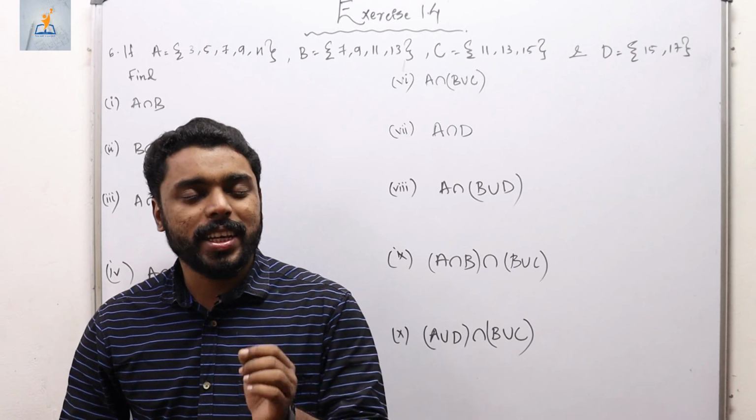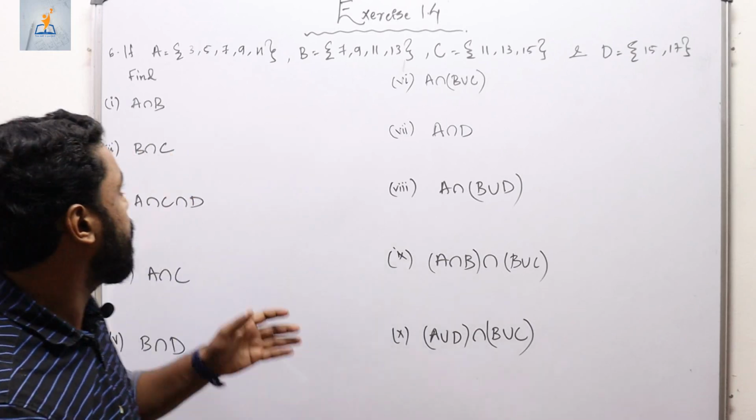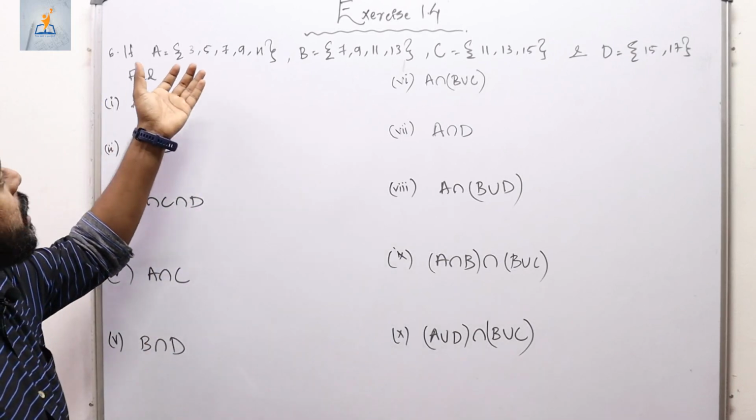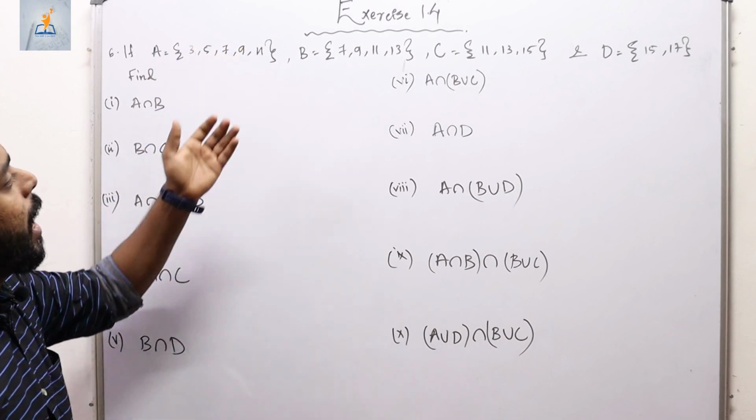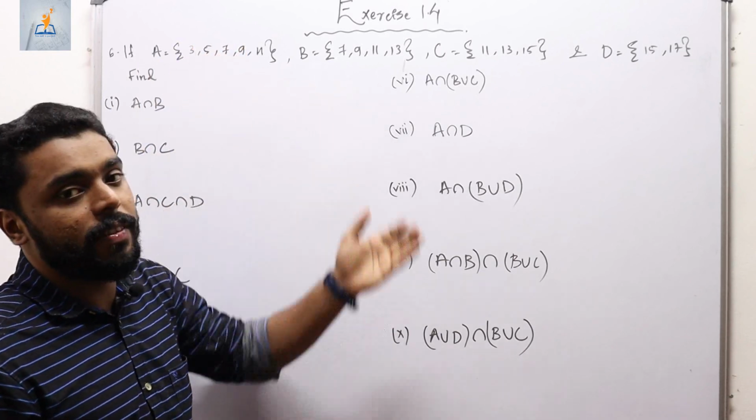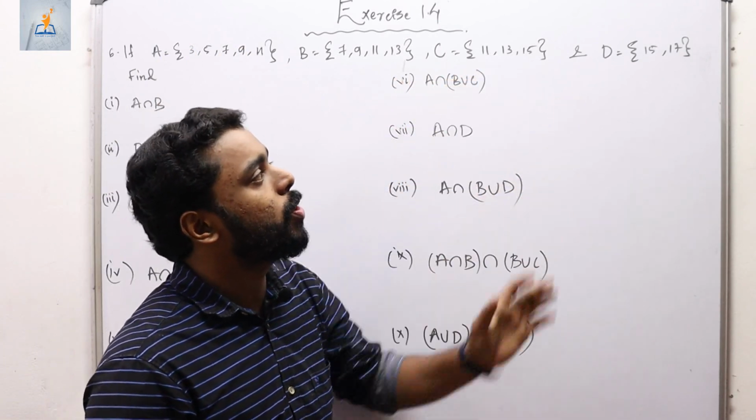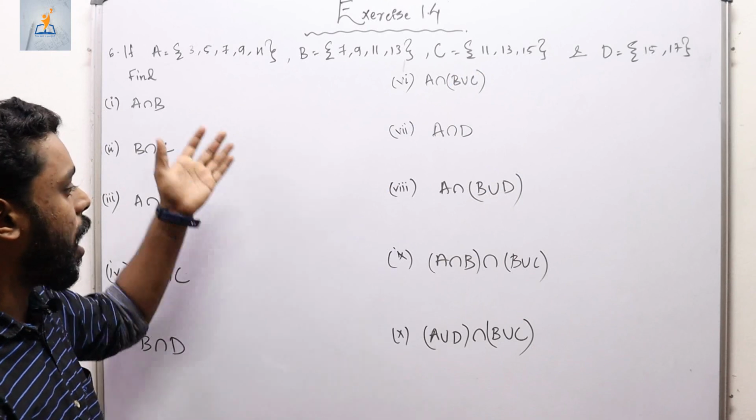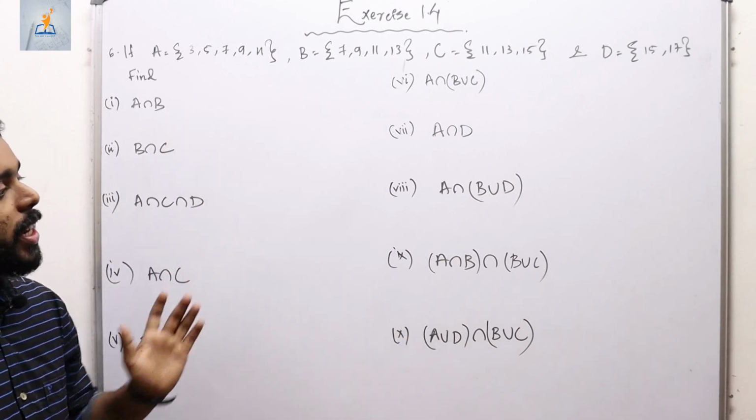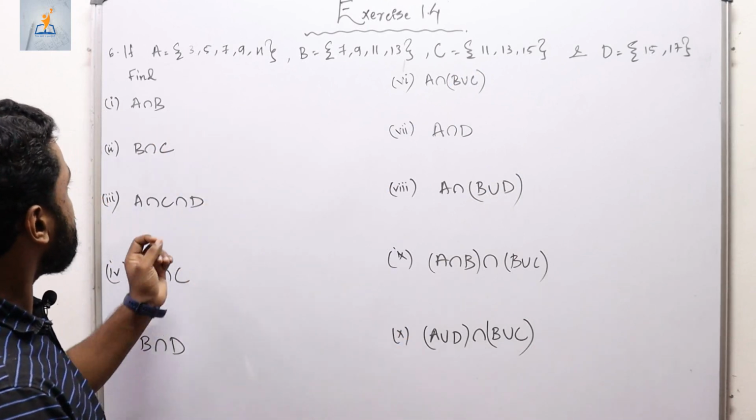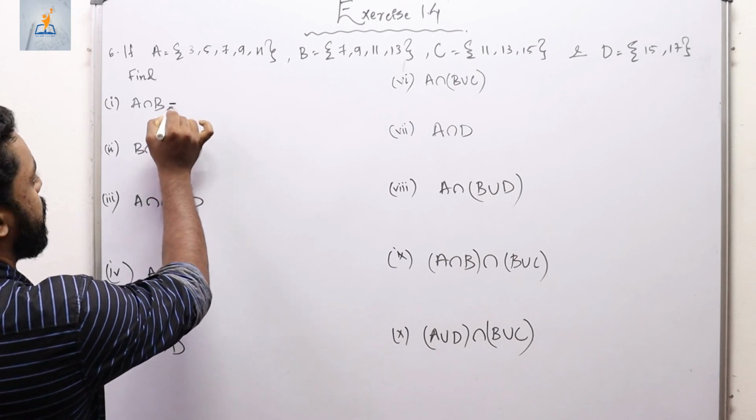Now we shall move to the sixth question. The question is that if A is equal to {3, 5, 7, 9, 11} and B is equal to the set of {7, 9, 11, 13} and C is equal to {11, 13, 15} and D is equal to the set of {15, 17}, we are asked to find all these 12 sets. Okay, first of all we have to find A intersection B.